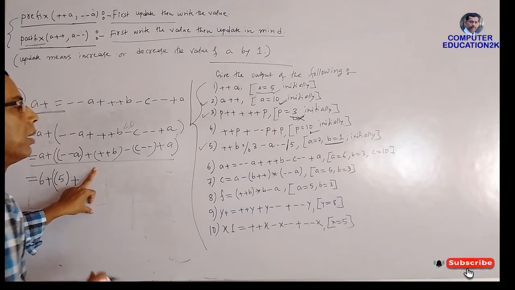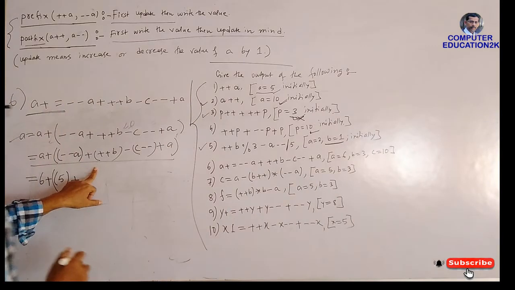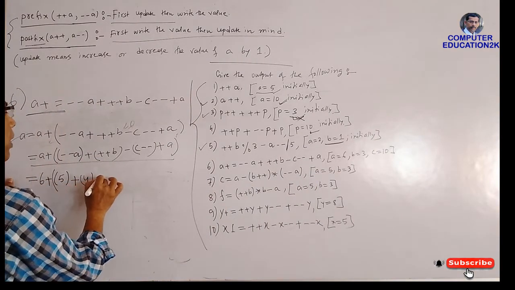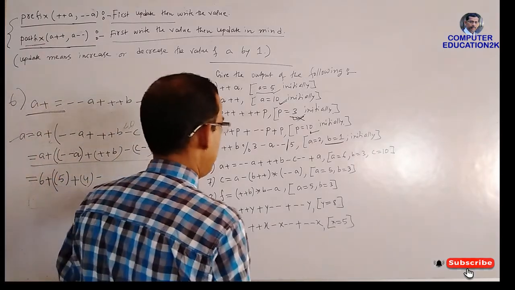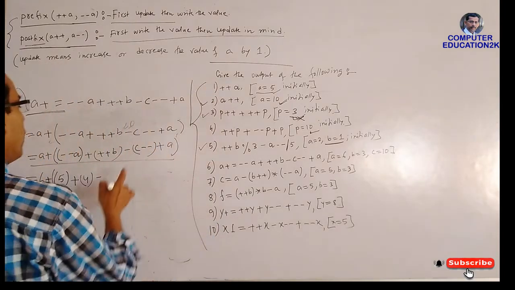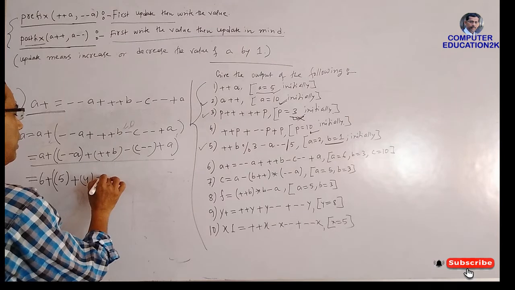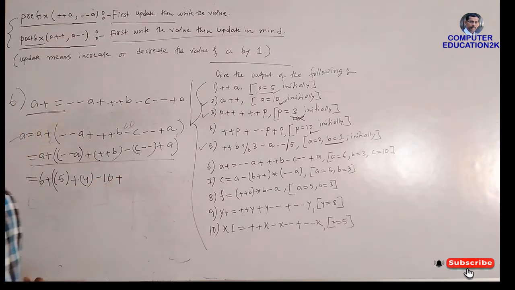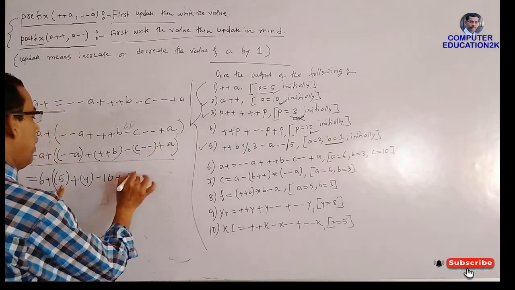what is the value of b? b is 3. So first you increase, then write. So it will be 4 minus c. What is the value of c? c is 10. So you will write here 10 only, and in mind you will decrease. So 10 plus a. What was the value of a? At last a was 5, so you write 5 here.